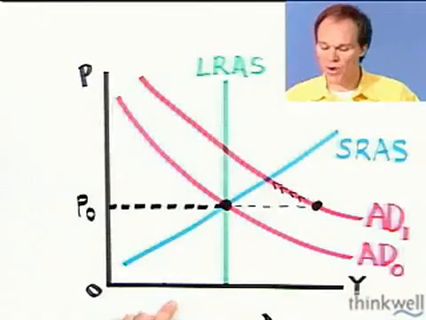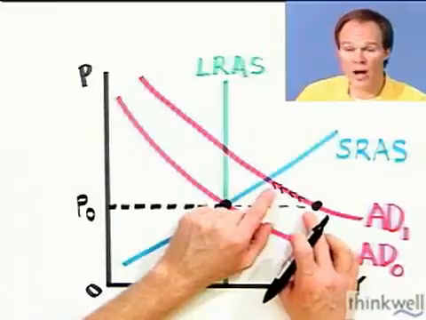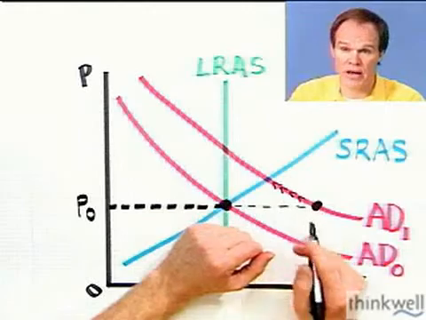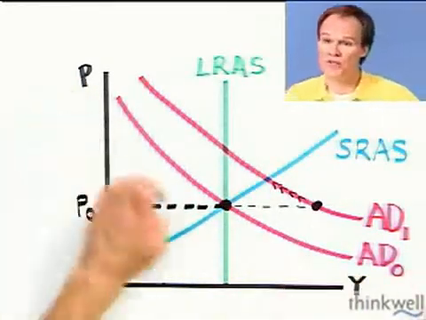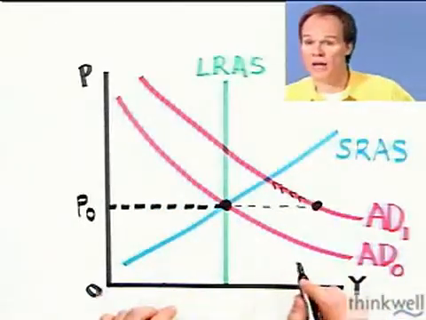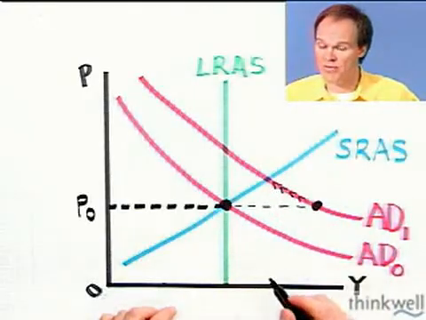As the price level rises, we have a response on both sides of the market. Over here, the rising prices shrink real wealth, increase the demand for money, pushing up interest rates, and raise the price of our goods relative to foreign goods. All three of these effects reduce the quantity of goods and services that people want to buy as we move along the aggregate demand curve.